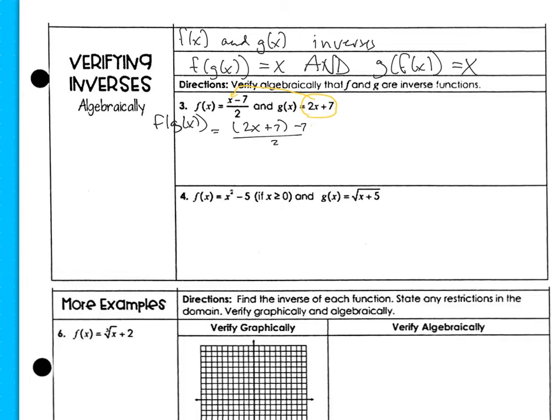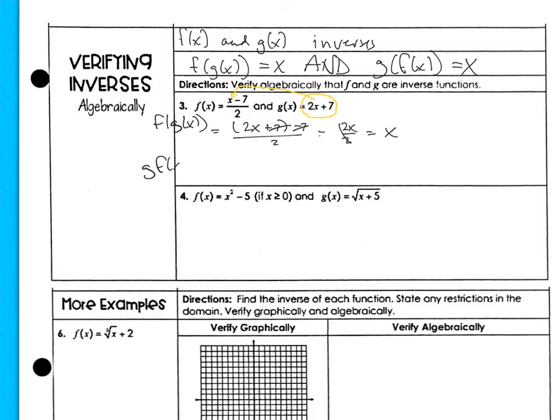And right away you can see that we have a lot of things that undo each other, like the positive 7 and the negative 7. So now we're left with 2x over 2, and those cancel, and so we do get an x. Now that doesn't mean it worked. We have to do the other way as well.